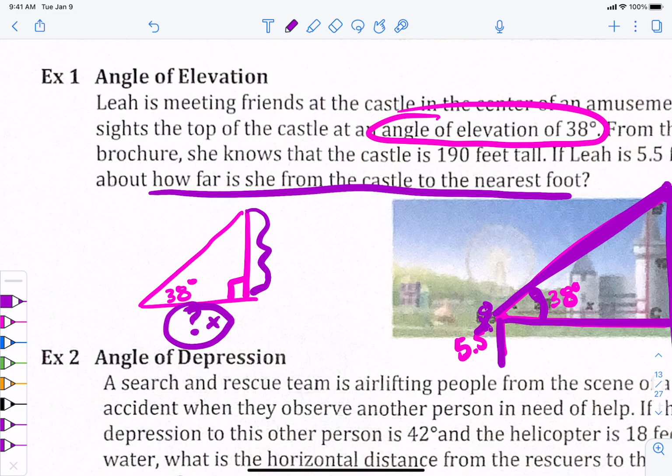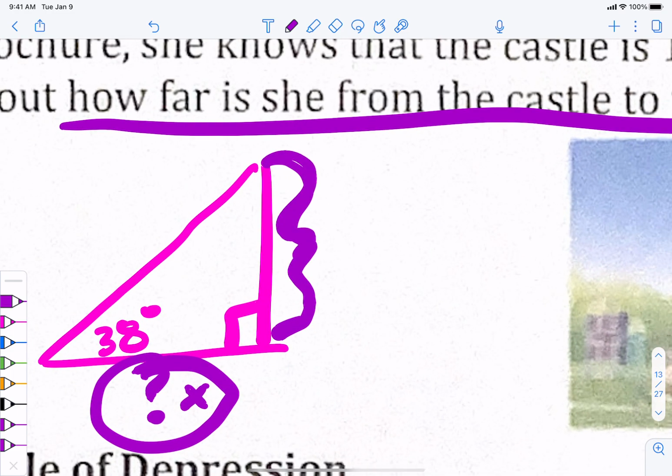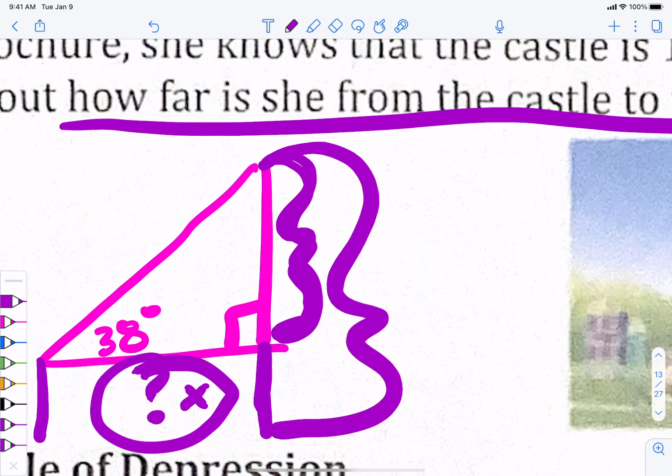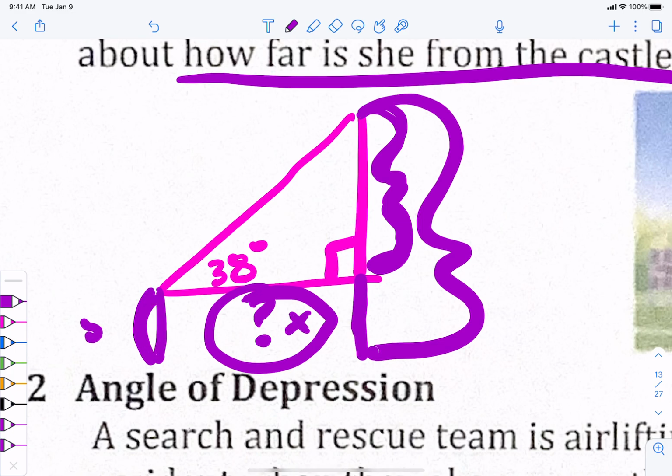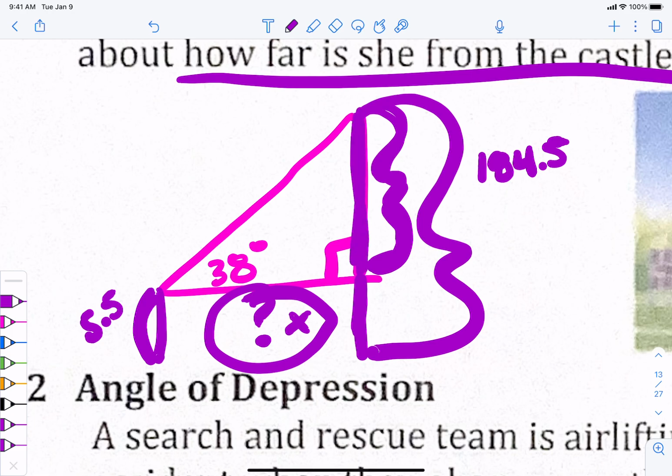So we're trying to solve for this bottom side. Okay, ready? What is this side right here? It's not 190, because 190 incorporates from here to the ground level, right? So 190, and she is 5.5, so keep that in mind. She is 5.5, so 184.5. That's how tall it is from just here to here. Okay, does that make sense? Do you guys see that? You have to kind of put 2 and 2 together because the whole thing is 190.